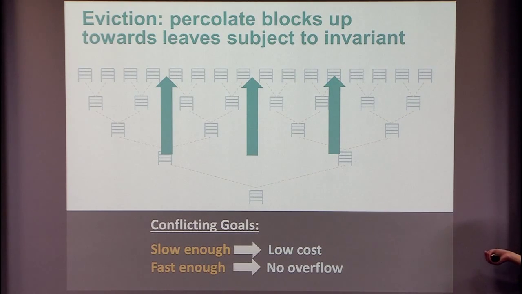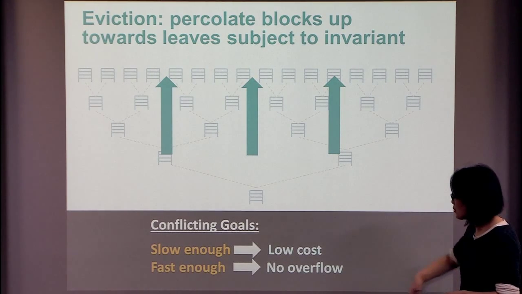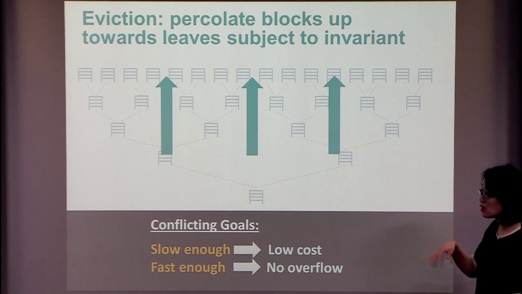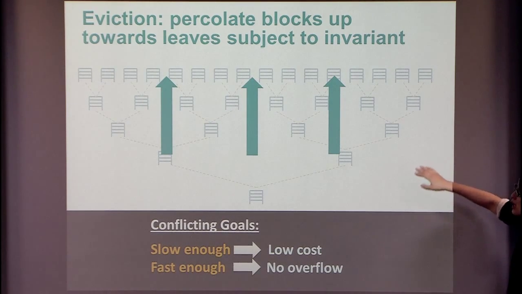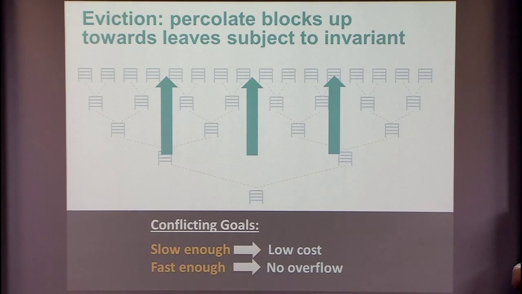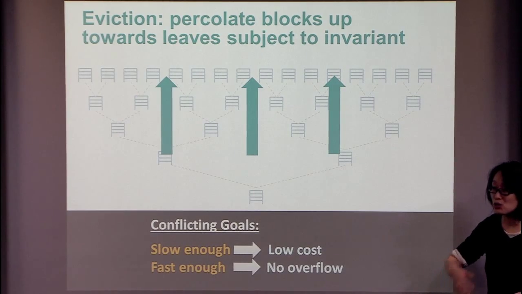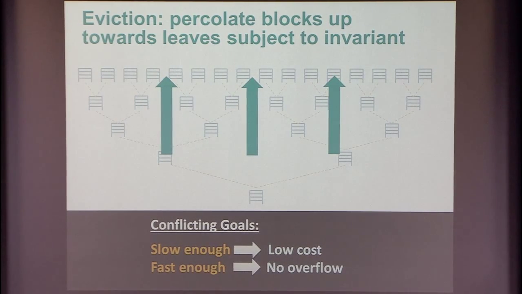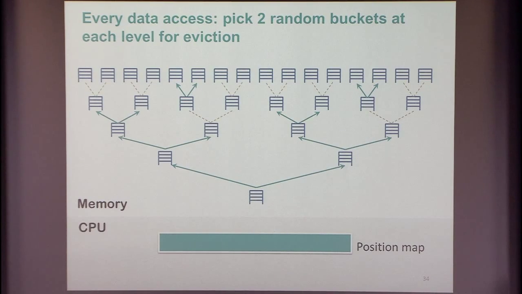So there are conflicting goals for designing the eviction algorithm. The eviction has to happen slowly enough such that the cost is low. For now, you can think of eviction as happening in the background, but the cost is charged to each access. And then the eviction has to be fast enough such that we can prevent overflow. I'm going to talk about a very simple algorithm for performing eviction, called the random eviction strategy. The idea is that every time you perform a data access, you pick two random buckets at every level in the tree, and you perform eviction on these two random buckets.